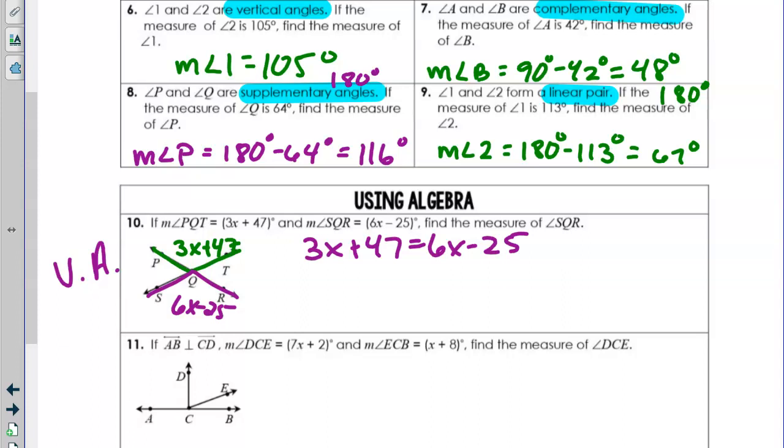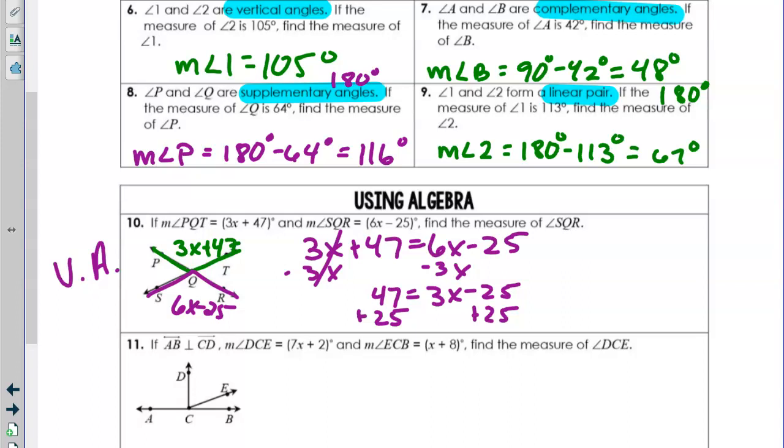What do I do first to solve this equation? What was your first step? Subtract 3x, right? Yep. Those cancel out, leaving us with 47 equals 3x minus 25. Very good. We're going to add 25 to both sides. What is 47 plus 25?